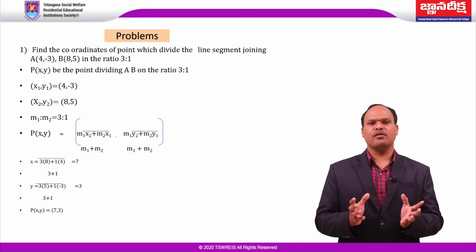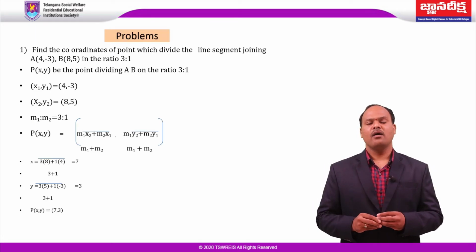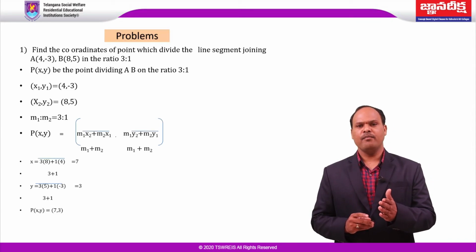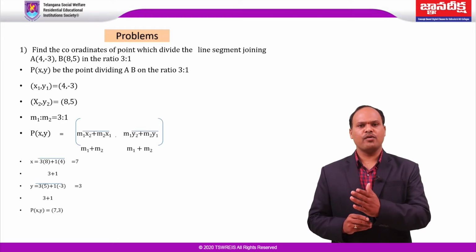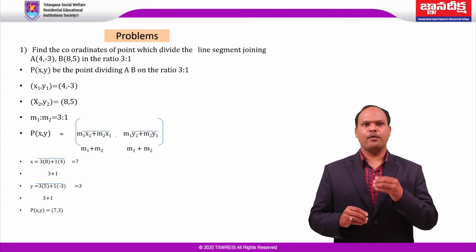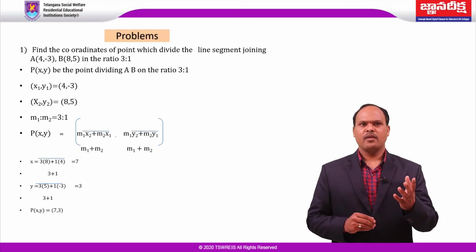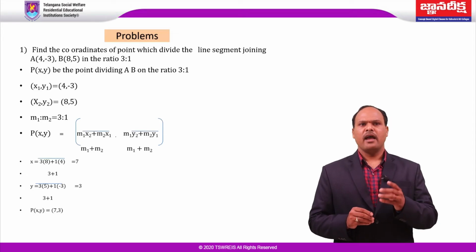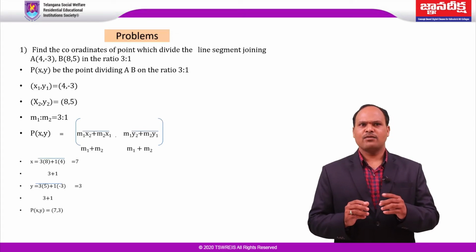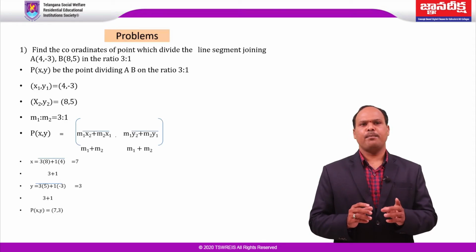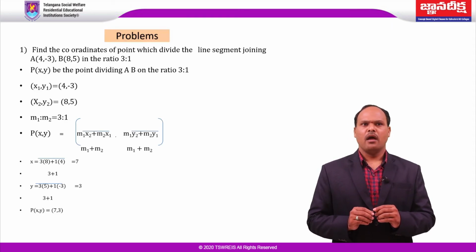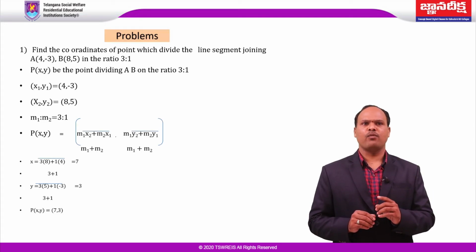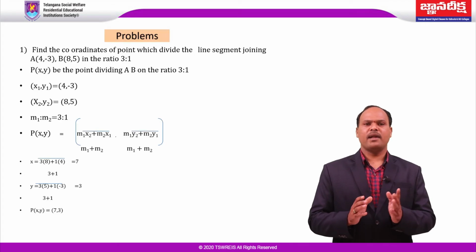So we got all the values to substitute in the section formula. What is the section formula? (m1x2 + m2x1)/(m1 + m2), comma, (m1y2 + m2y1)/(m1 + m2). So put the value of m1 as 3, and 3 into x2, which is 8, plus m2, which is 1, x1 which is 4, 1 into 4, by 3 plus 1. For y, m1 will be 3 into y2, which is 5, so 3 into 5 plus 1 into -3, by 1 plus 3.